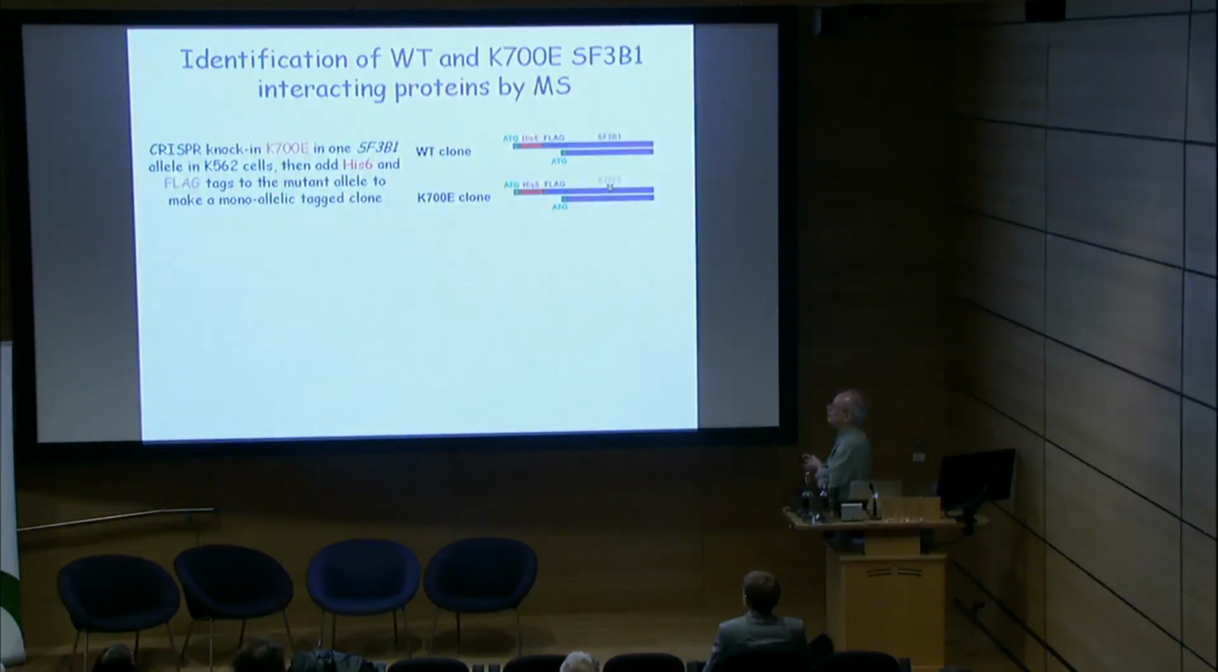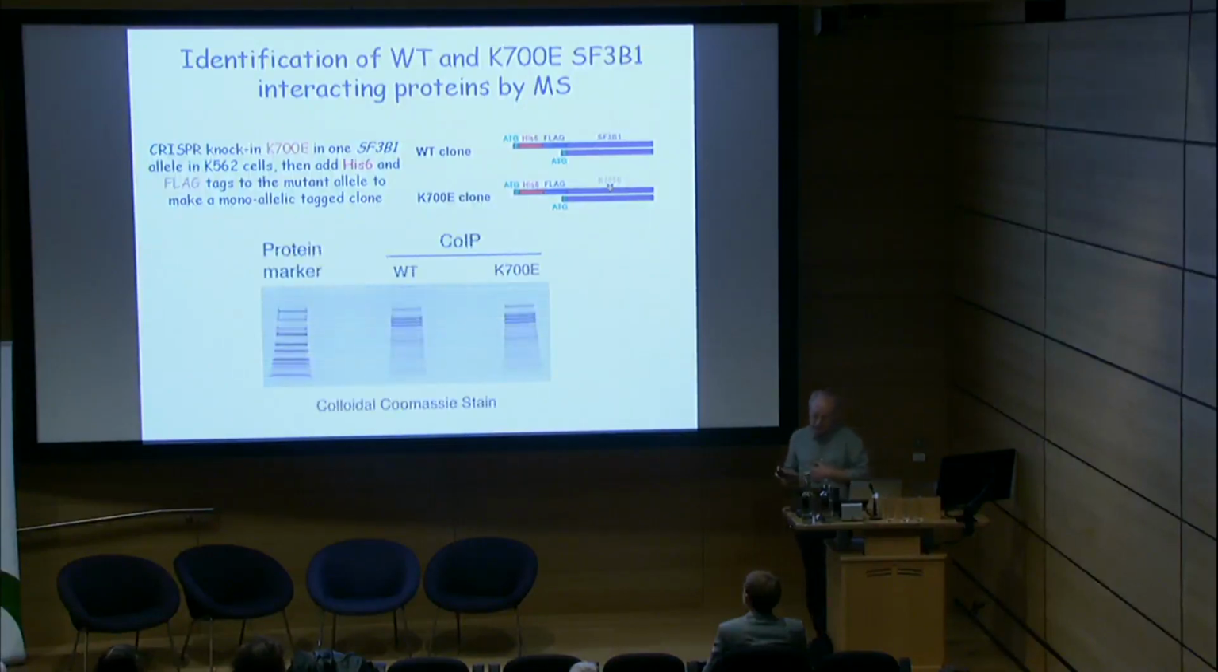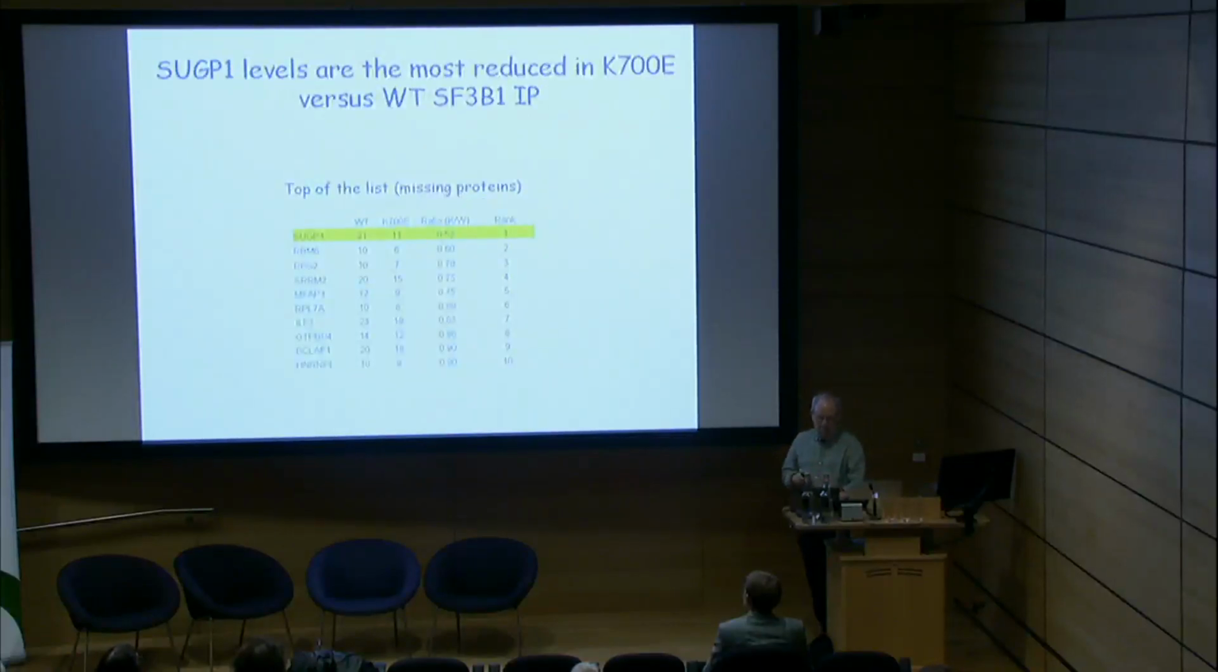So what we used are cell lines, the leukemic cell line K562, in which another great postdoc who works with myself and Siddhartha Mukherjee, my colleague at the Columbia Medical School, used CRISPR to make the mutation in one allele, and then to that same allele add on two tags, a His tag and a FLAG tag, that would allow purification of these proteins, which Julian did. Here's a gel. These were subjected to mass spec. And the protein at the very top is something called SUGP1.